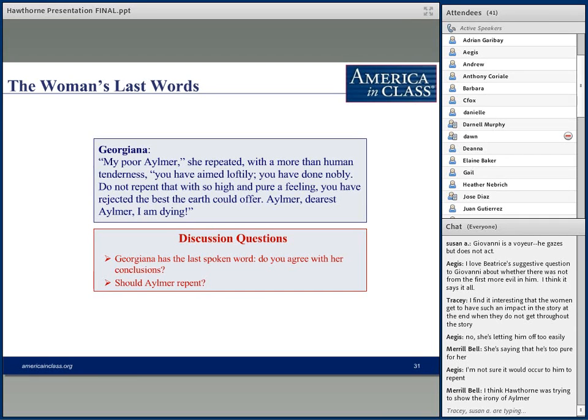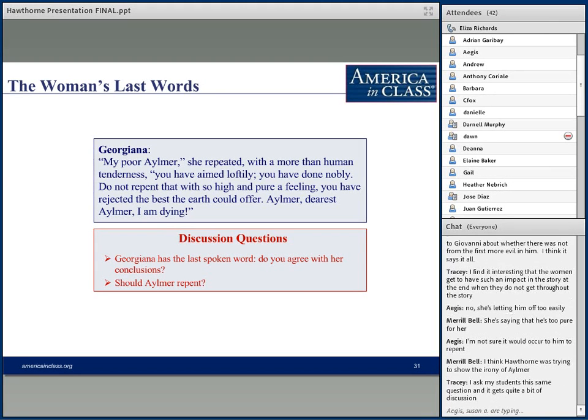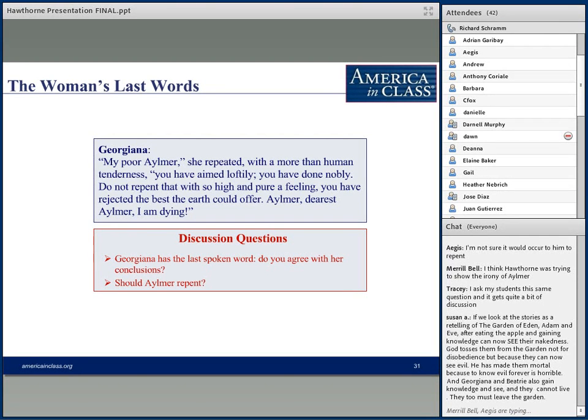We also, in Birthmark, have Aminadab's laughter, which I think Hawthorne was trying to show the irony of Aylmer. Not sure. I ask my students the same question, and it gets quite a bit of discussion.